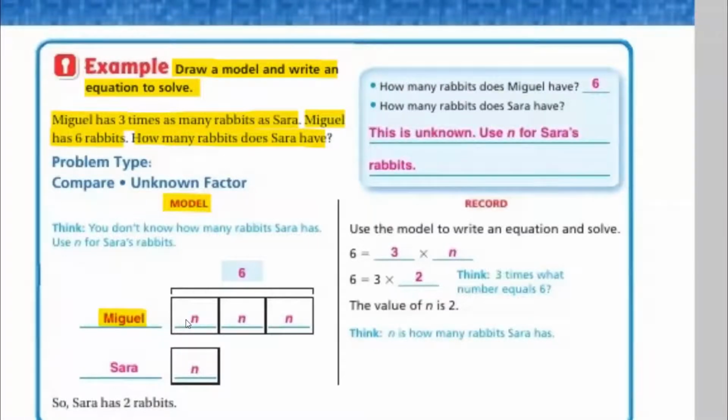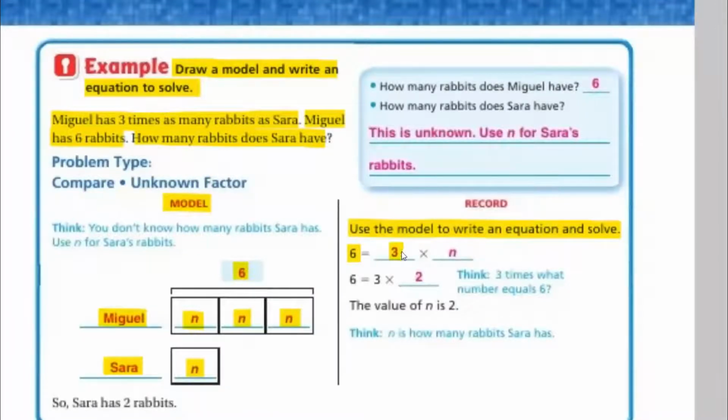So we're going to model it as 3 blocks. Write that like that here. And Sarah has 1 block of n, and 3 blocks equals 6. So let's use the model to write an equation and solve it.